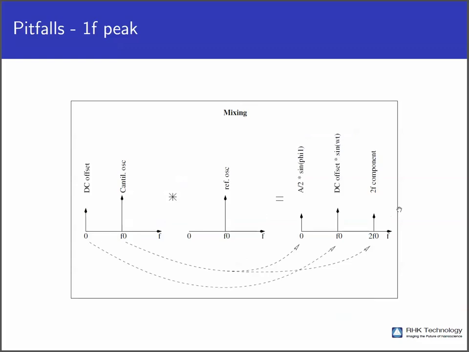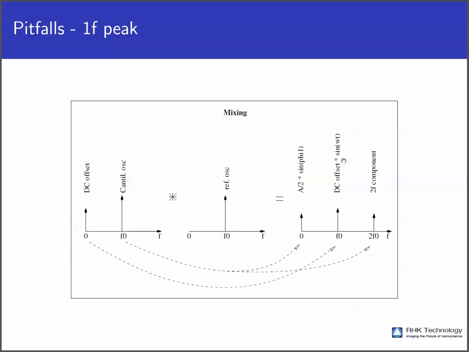Now we're getting to the artifact. The artifact is if you have a DC offset here, which you can quite often get due to uncompensated temperature drifts in the input electronics, due to drifts wherever, then this DC offset will be multiplied with our reference oscillation, and that will create a peak at F0, at the resonance frequency of our cantilever.